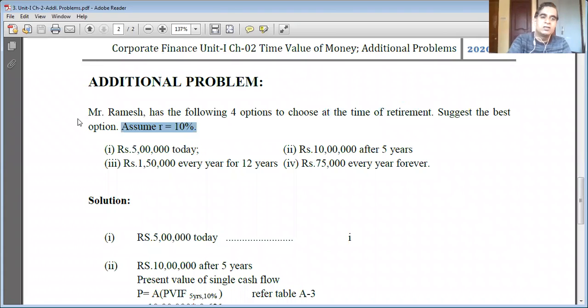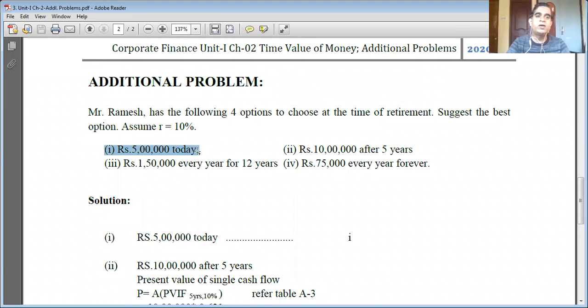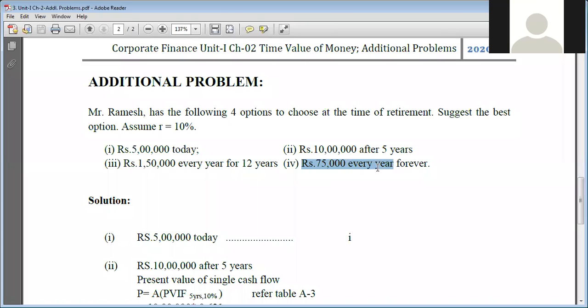Okay. So now you look at the options first. So you'll understand whether to convert present value into future or convert future value into present. So 5 lakh rupees today. Okay, today means present. Then the remaining 3 options: 10 lakh rupees after 5 years, 1,50,000 rupees every year for 12 years, then 75,000 rupees every year forever.